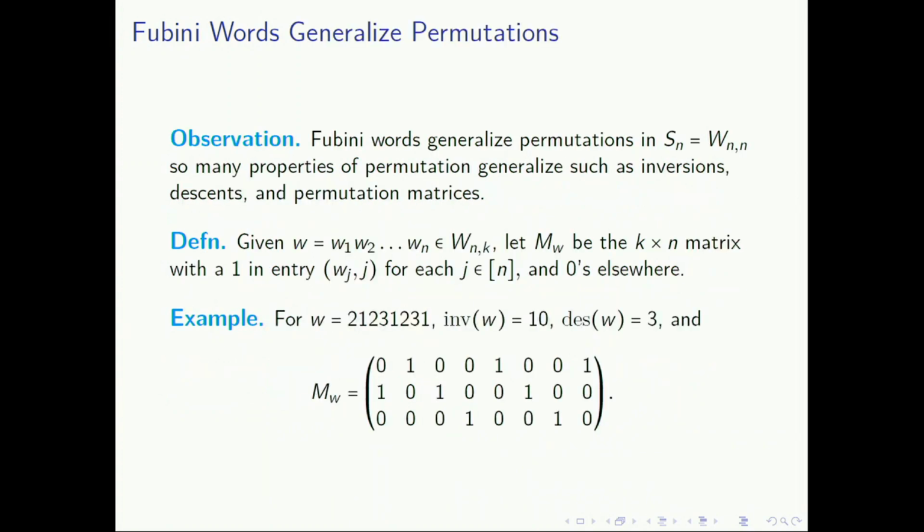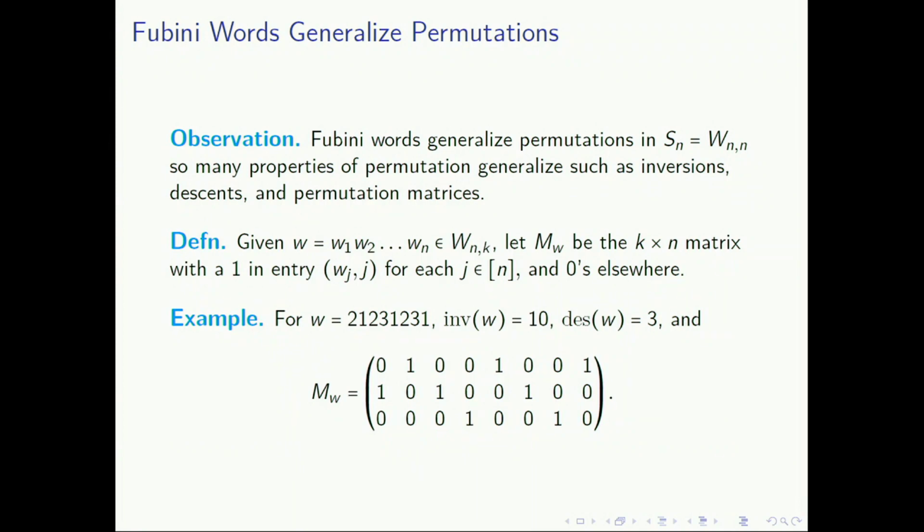All right, so in many ways, the Fubini words generalize permutations, right? The permutations will be the surjective maps on 1 to n to itself, right? So that's easy enough. And then you can start asking, well, what other properties of permutations do Fubini words generalize? So you can talk about what's an inversion in a Fubini word, or what's a descent set, and what's a permutation matrix analog, right? So I don't need all of those, but the permutation matrix analog is most important for us. So let's make sure we define that.